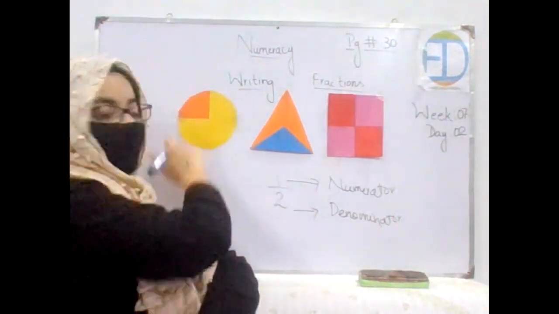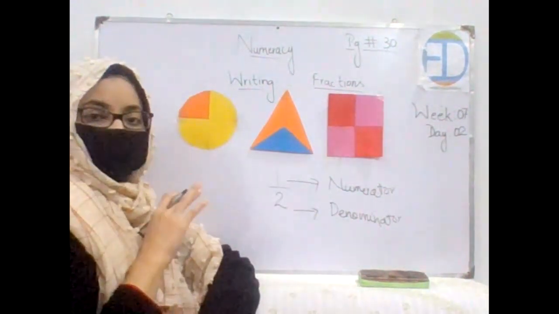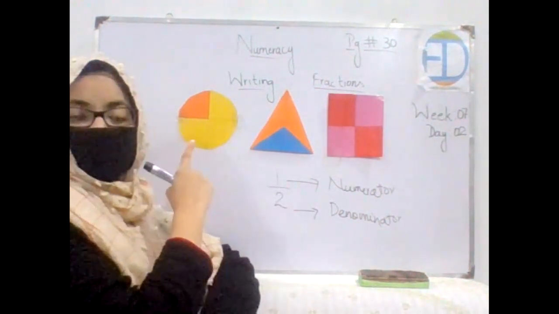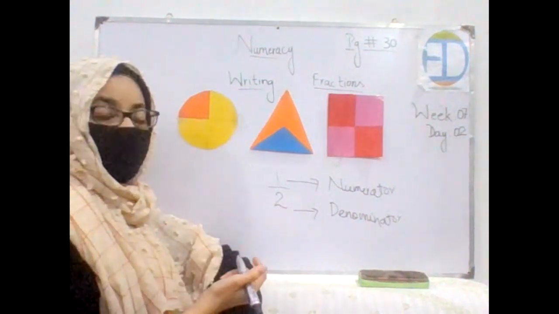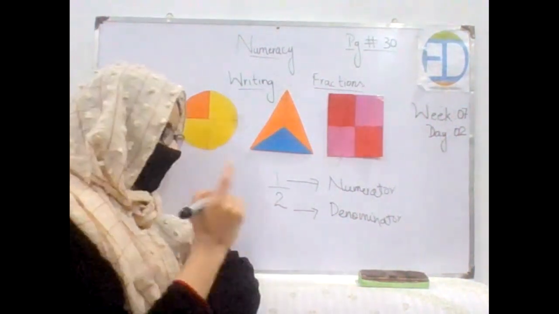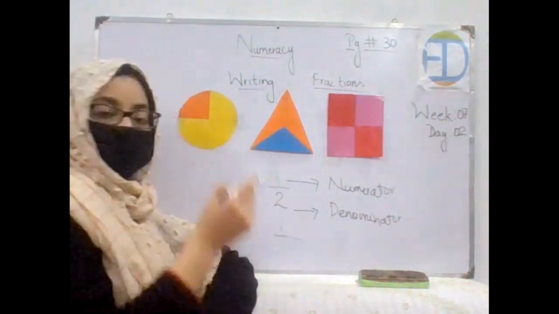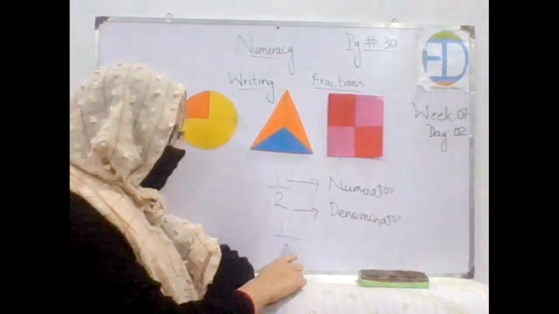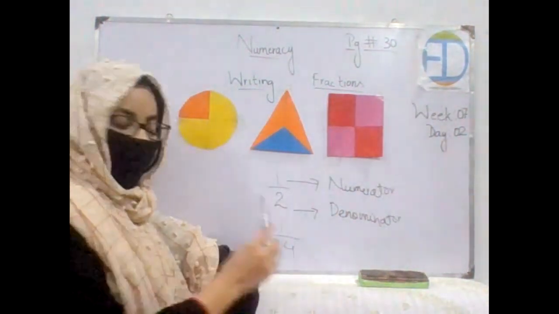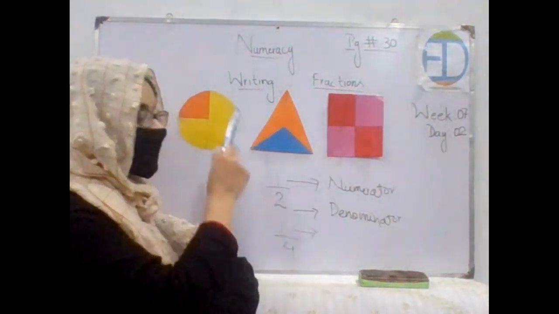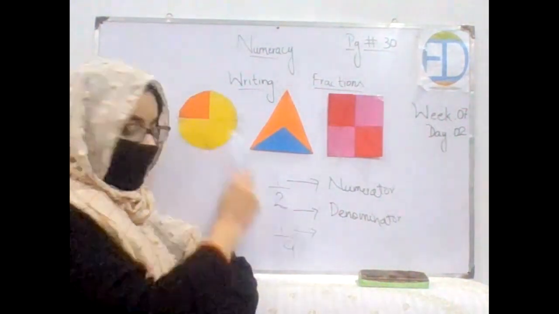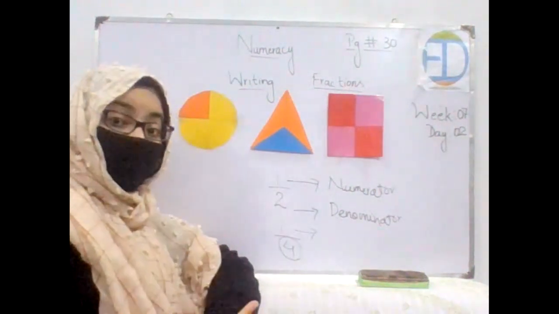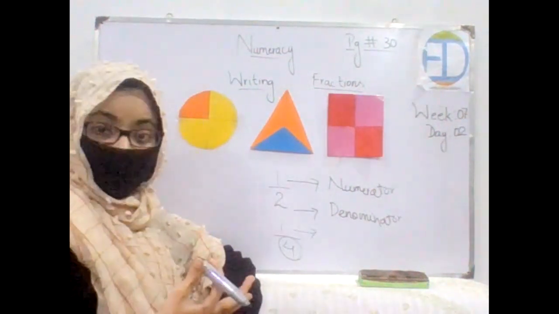Let's say if I talk about this circle, it has been divided into 4 equal parts, right? If I ask you how many of its parts are in orange color, what would you tell me? It's only 1, right? And what is the total number in which the whole circle is divided into? 4. So what I write in the numerator is the colored part, and this tells us about the whole, that how many parts it is divided into, right?